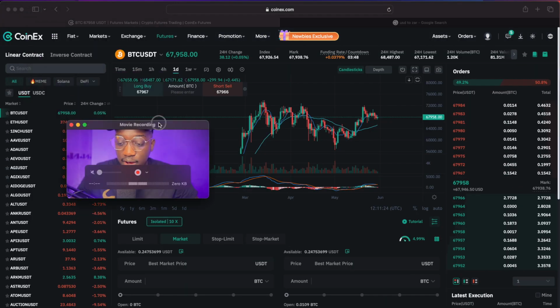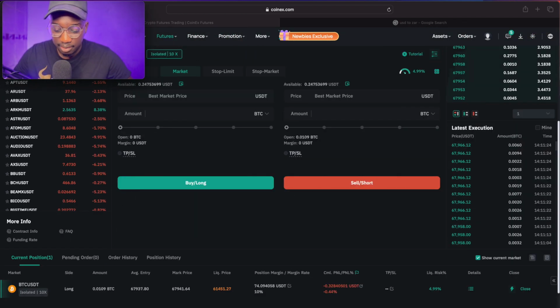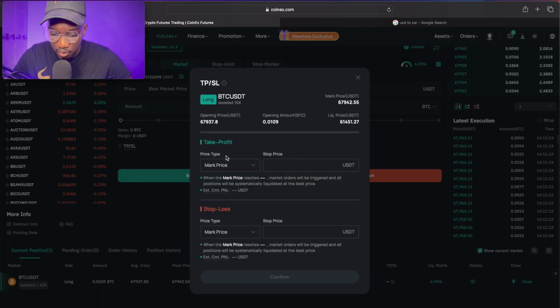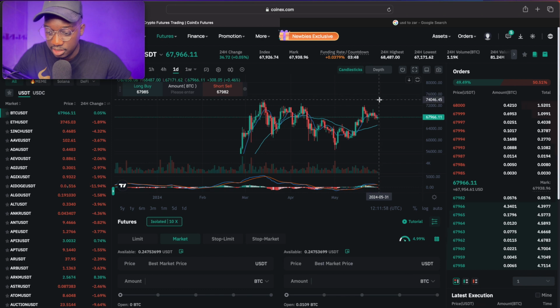So this is how exactly you enter a position. And if you want to take profit, it's pretty much the same thing. All you have to do is click right here, edit. So let's say we want to take profit if the price of Bitcoin hits 70,000 USD. Right here it says take profit. So I'm just gonna type 70,000 right here, and you can see how much money we're gonna make. We're gonna make 22 USD if the price of Bitcoin goes up to 70,000 USD.